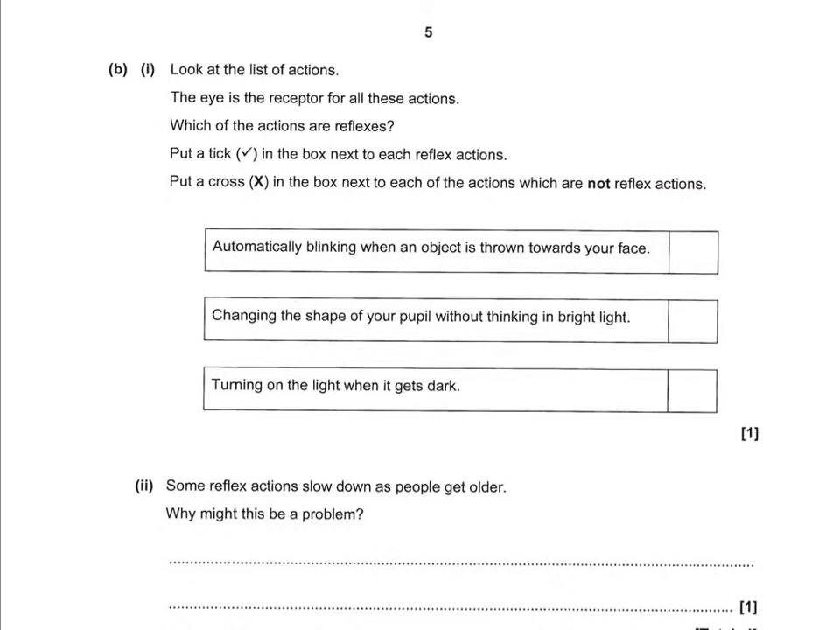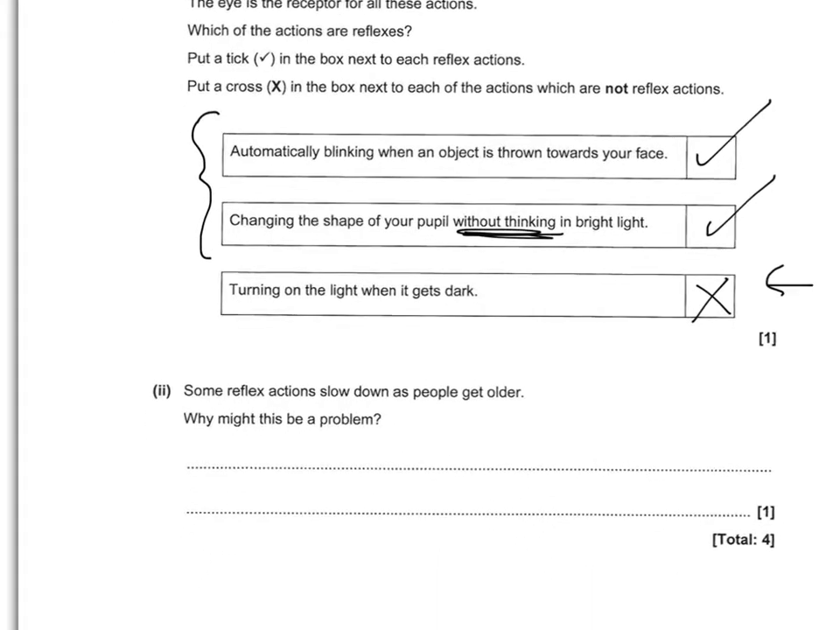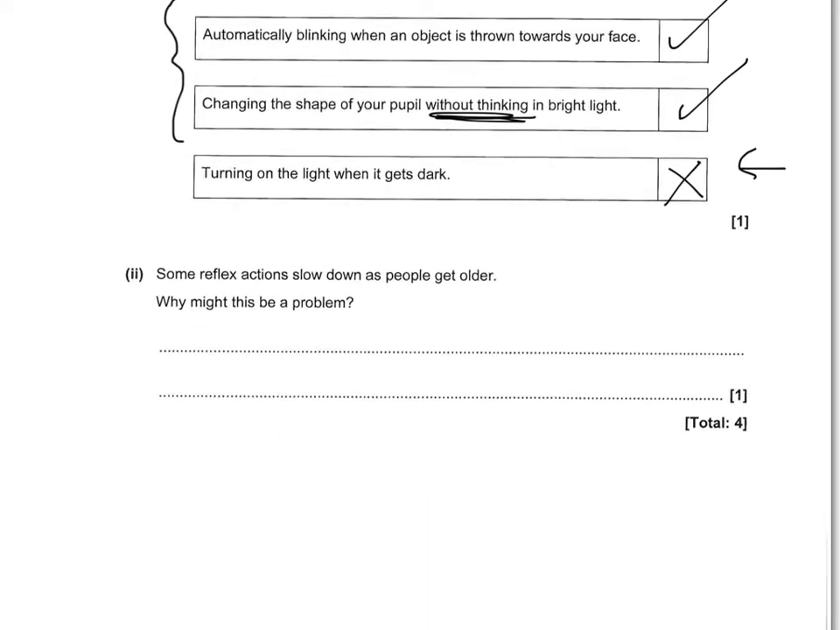So automatically blinking, well, the word automatically kind of suggests that it's going to be a reflex action, so that's a tick. Changing the shape of your pupil without thinking in bright light. Again, the without thinking is important. Turning on the light when it gets dark, that's not a reflex action, that's something you choose to do. The 2 that you can't choose to do, that you do automatically, they're the reflex actions, and the one you do choose to do, turning on the light, that is a non-reflex action.